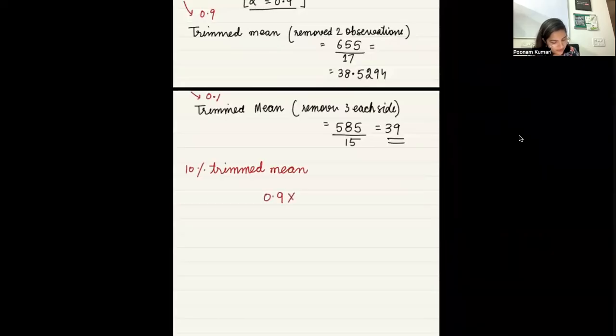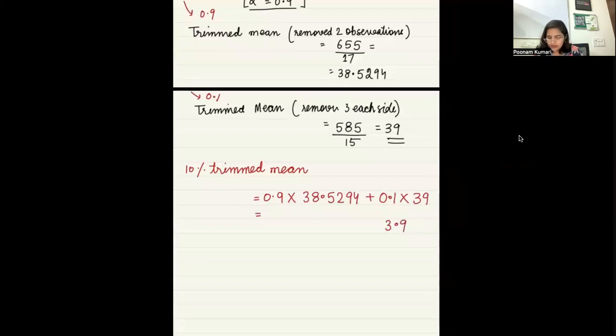(0.9) times 38.5294 plus 0.1 times 39. Whatever that is, that is your 10% trimmed mean. Okay. So what is this now? 39. So this is anyways 3.9.